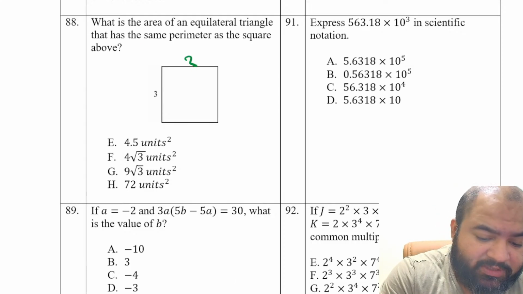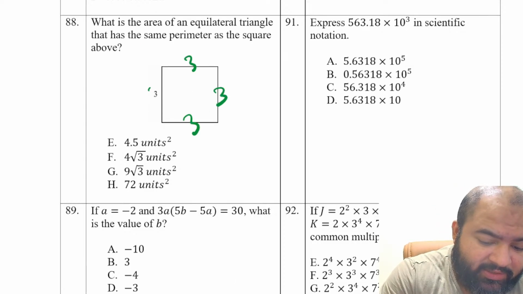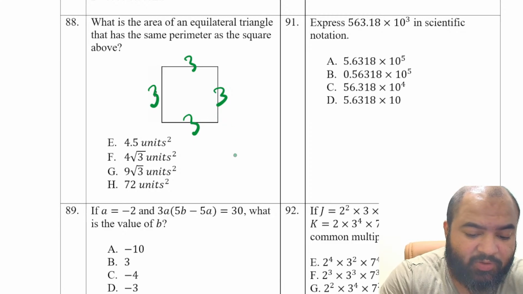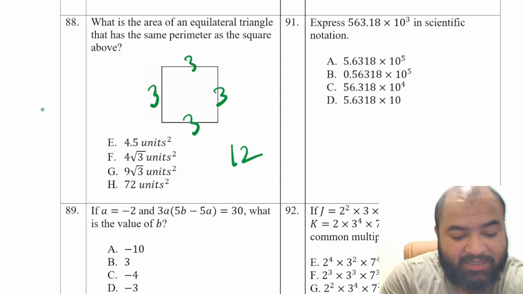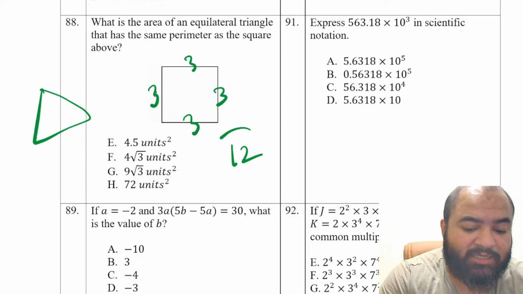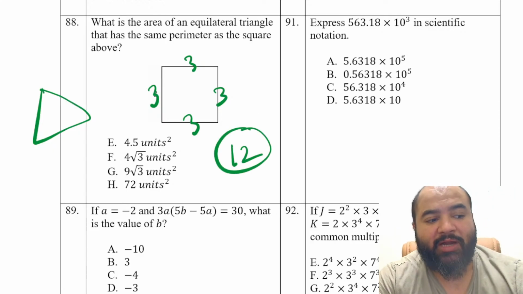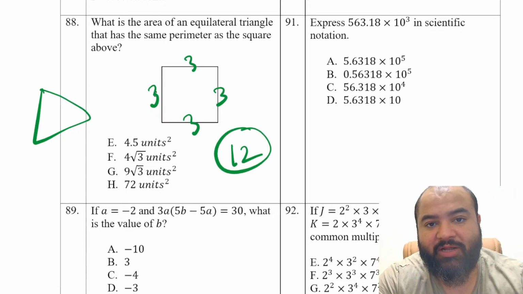So the perimeter of this square is, each side is 3, 3, 3, 3, right? So that's 12. Now they said that there's an equilateral triangle which has perimeter 12 as well. Now what is each side of the equilateral triangle then?